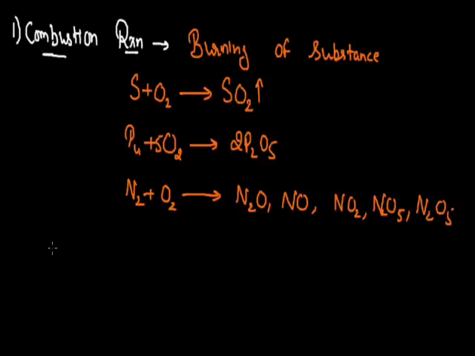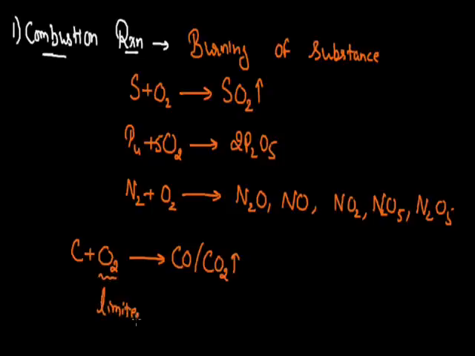pay attention to the reactions of carbon and its compounds with oxygen, or the combustion reaction of carbon and its compounds. If as an example I take carbon and react this with oxygen, then as the product I may get carbon monoxide or carbon dioxide gas. It depends on the supply of oxygen. If oxygen is taken in limited supply, then the product will be carbon monoxide, and if oxygen is taken in excess, the final product will be carbon dioxide gas.